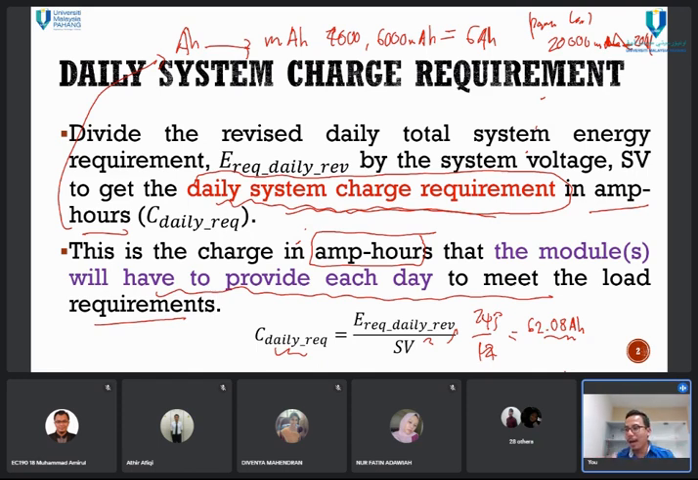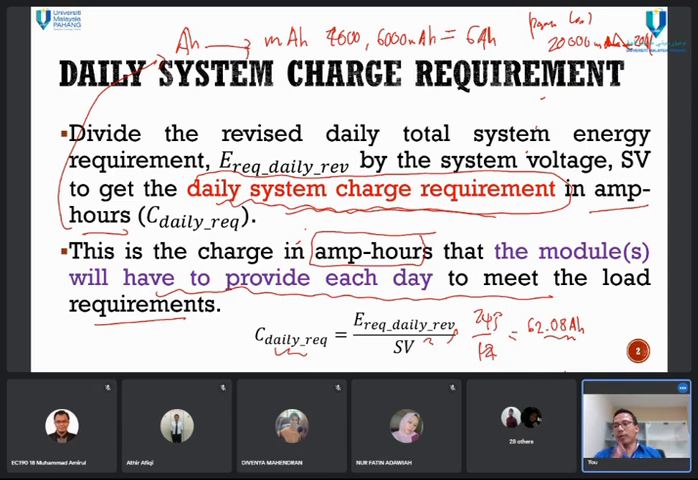That means if you buy a 1 AH battery, is it enough? That's a different story, not covered yet. So it means you need to have 63 ampere hours in the system in order to fulfill the energy demand that we set in the first place.